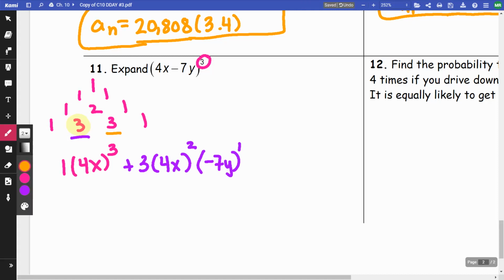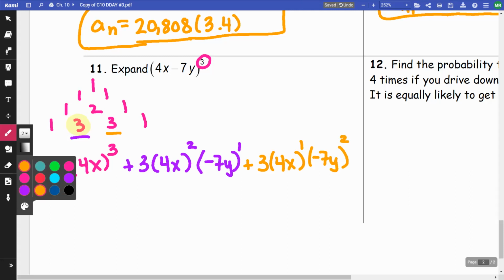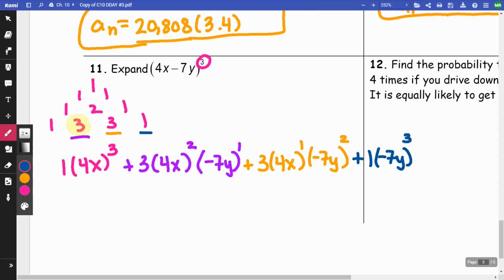And then I'm going to use this 3. So that's going to be plus 3 times 4x, this time to the 1st. And my negative 7y is again going to be 1 plus what gets me 3? 2. And then my last one is going to be plus 1 times negative 7y to the 3rd. And then we're going to work each of these out. So for the first one, it's going to be 4x to the 3rd. Well, 4 to the 3rd is 64. So that's going to be 64x to the 3rd.